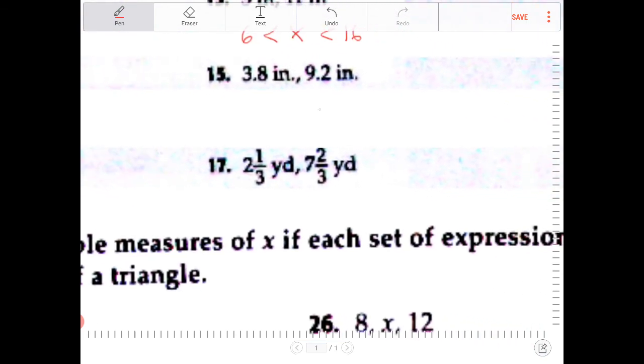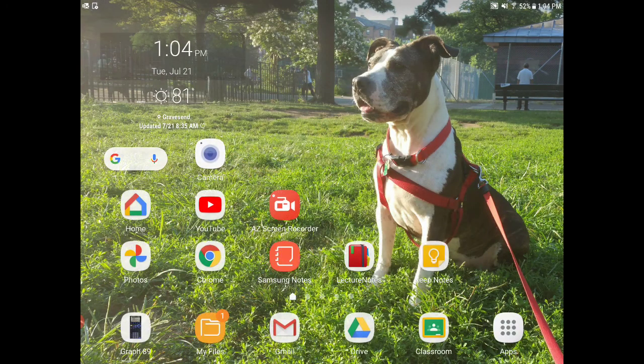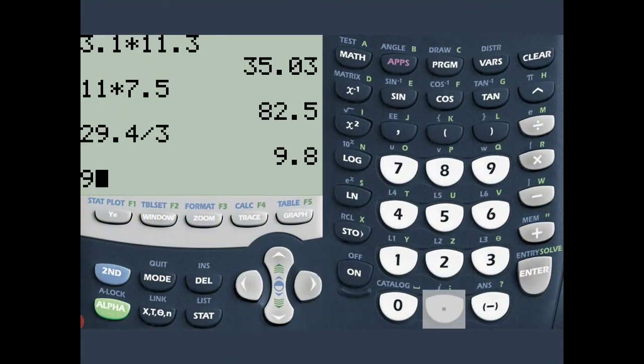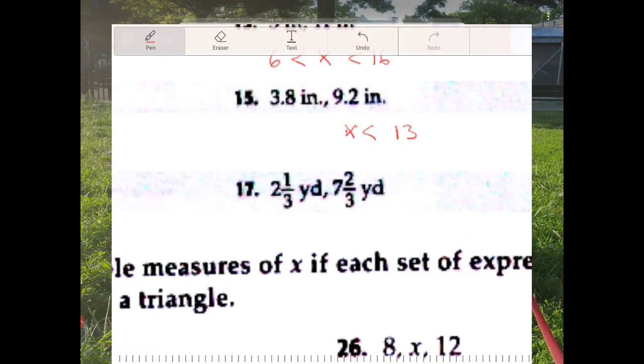3.8 and 9.2. So add 3.8 and 9.2 together, I get 13. Subtract 3.8 and 9.2, what is that? I'm getting really lazy. Let's see here. 9.2 minus 3.8. So that's 5.4.